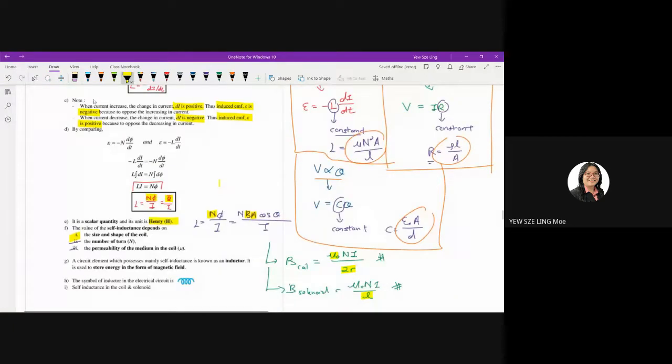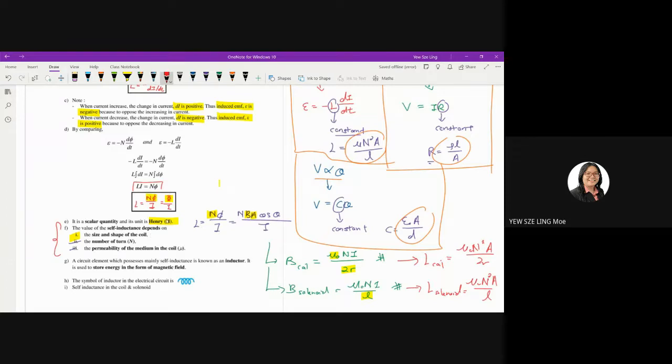So in our derivations here, after you derive it, you will see that L for a coil is equal to mu naught N squared A over 2R, and the L for a solenoid is mu naught N squared A over L. The I is gone, which once again shows you it does not depend on the current. Change in current won't change the value of L. All right, so that is how you obtain this set of information.